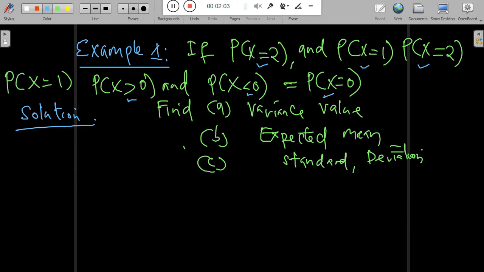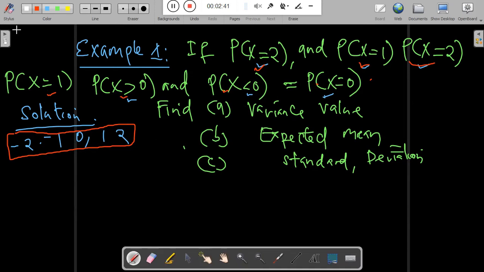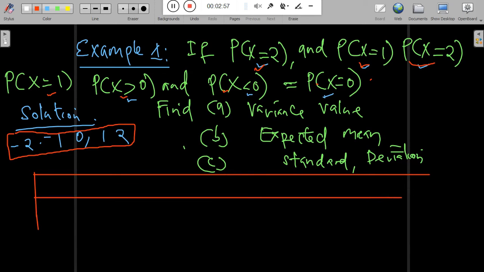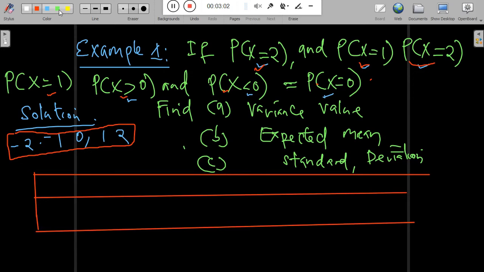Now what you need to understand is that the probabilities are given for the values of x of -2, -1, 0, 1, up to 2. So the probabilities are given by writing out the values of x, starting from -2 up to +2.